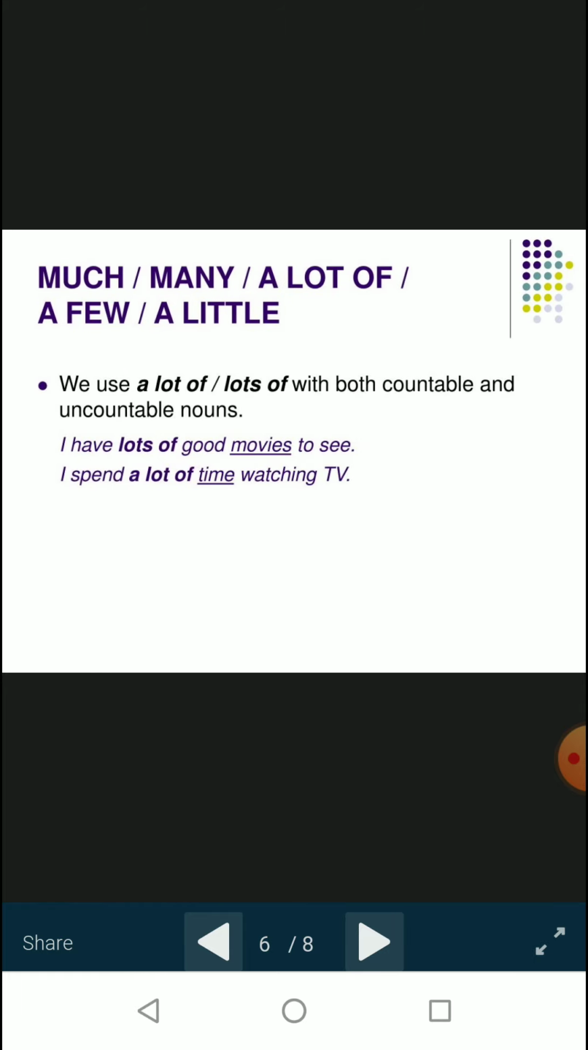Now moving on to the next category, a difference between much and many first. Then we'll do a lot of, a few, and a little. Now we use a lot of and lots of with both countable and uncountable noun. I have lots of good movies to see. I have a lot of time to watch. I have a lot of time watching television.